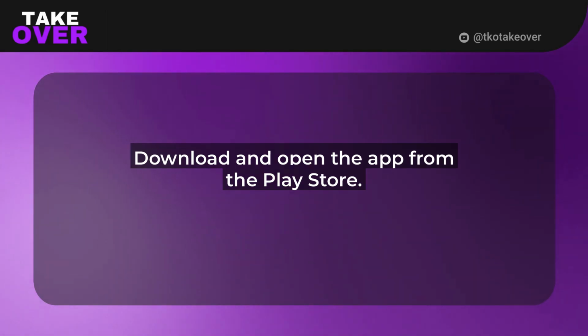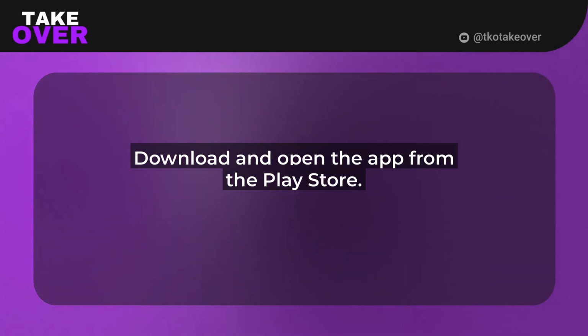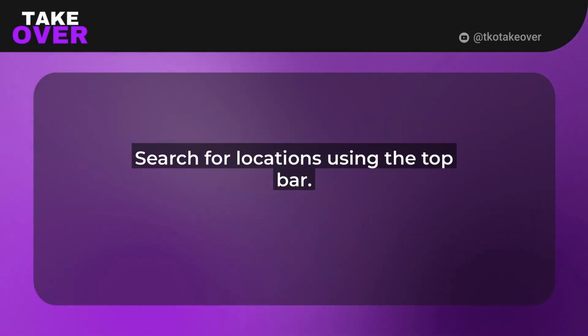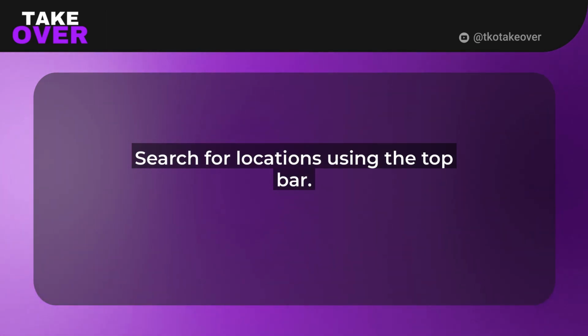First things first, make sure you have the Google Maps app installed on your Android device. If not, head to the Google Play Store, search for Google Maps, and download it for free. Once it's installed, open the app, and you'll see a clean interface with a search bar at the top. Type in your destination, like Eiffel Tower or your favorite coffee shop, and hit search. Google Maps will instantly show you options, including nearby locations and estimated travel times.